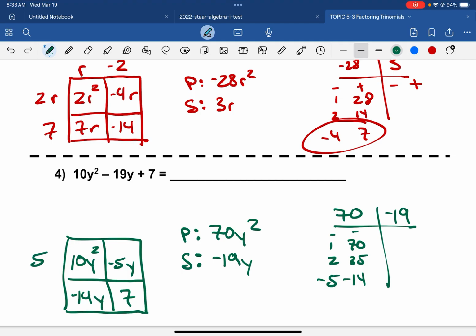Okay, so here I'd have 5y. Here I would have -7. Remember, both these diagonal boxes are negative, so both my numeral factors will be negative. This column 2y and -1. So my factors are 2y minus 1 and 5y minus 7. Okay. All right, let's look at the next one.